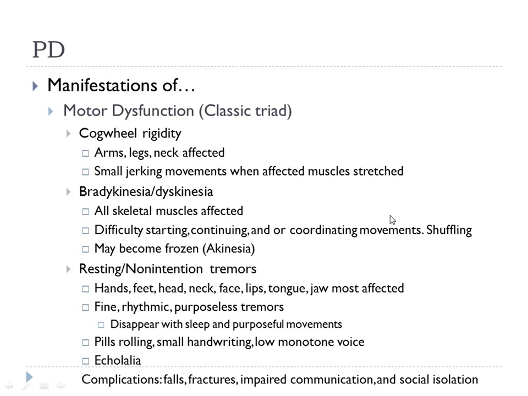We have some classic manifestations of Parkinson's. One of them is called cogwheel rigidity, which is motor dysfunction. And these three things here, there's a classic triad of motor dysfunction. So it's cogwheel rigidity, bradykinesia or dyskinesia, and resting or non-intention tremors. Cogwheel rigidity is where you have these small jerking movements when the muscles are moved.